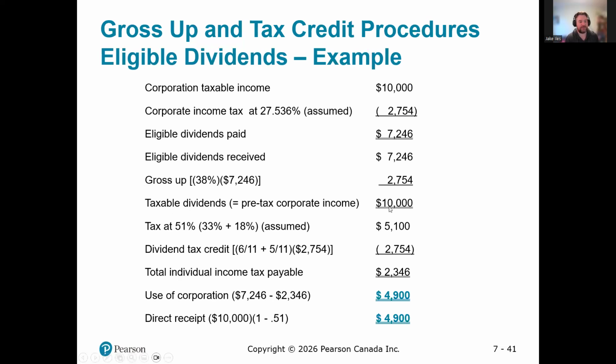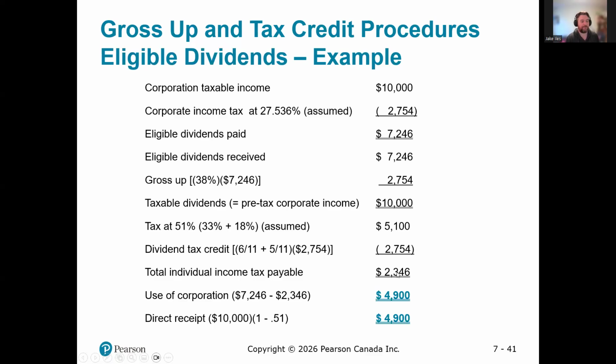So the taxable dividends are now $10,000. That's what you're getting taxed on in your income return. If my personal tax rate is 51%, $5,100 is the taxes owing, but some of that 5,100 was already paid by the corporation. So we get a dividend tax credit. The federal portion being 6/11ths, plus a provincial portion of 5/11ths, would make 11/11, which is 100%. So the tax credit is 2,754. The tax credit matches the taxes paid.